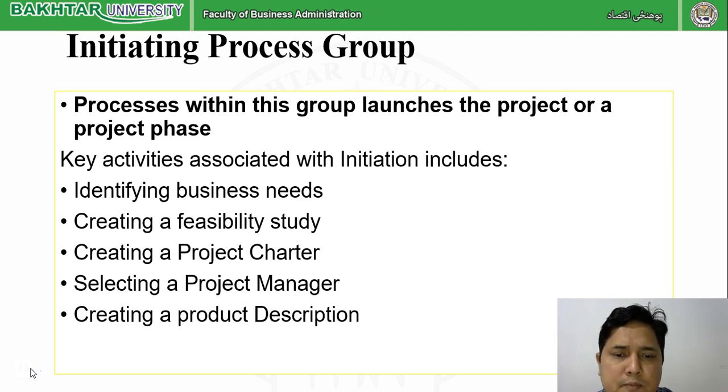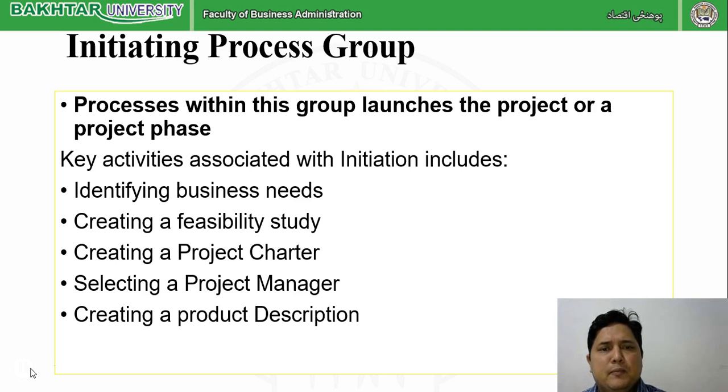Selecting a project manager. Basically, students are confused. They think that selecting a project manager is part of planning. Actually, it is not. Selecting a project manager, who is the main person, who is the captain, is part of the initiating stage. And creating a product description means what type of product you are planning to make. Is it a new product, an existing product, is there modification, what type of product? So one image must be there when we are creating a product or when we are planning.